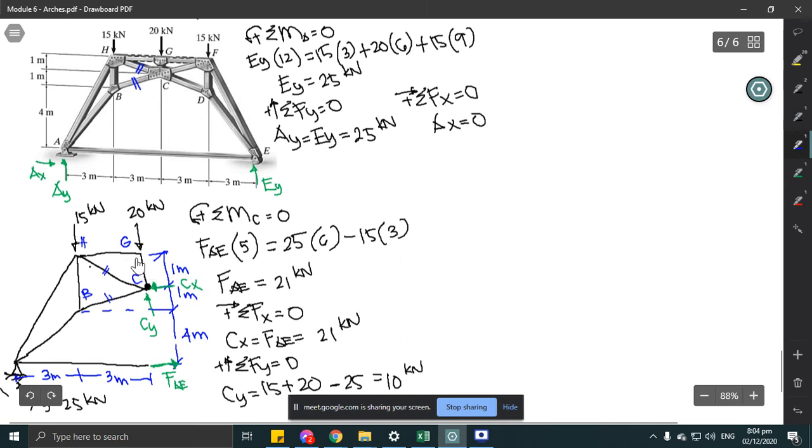But by inspection, we can say that GC, when you take the summation of vertical forces equals 0 at joint G, GC is just equal to 20 kilonewton. So the direction of GC at point G is compression.